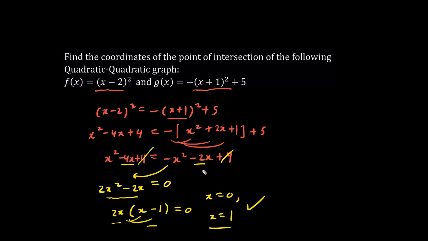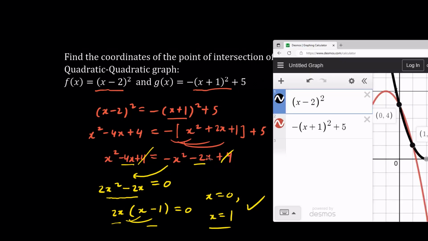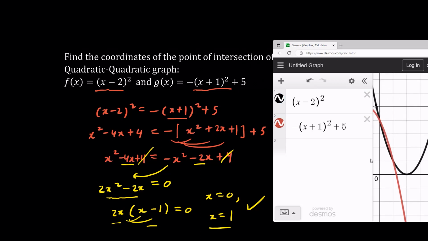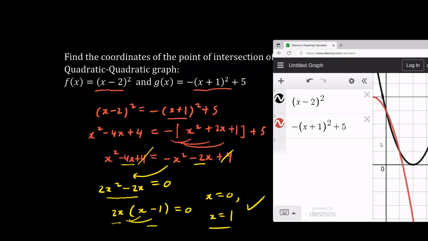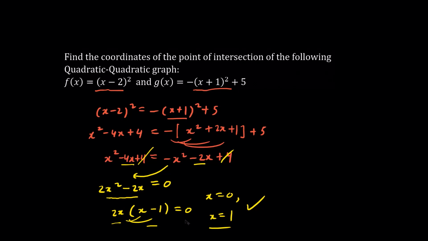Let's visualize this using Desmos. So here we have the x minus 2 squared graph being f of x. It is the happy face. It's the black graph here. Whereas the red graph here, the sad face, is negative x plus 1 squared plus 5. And they intersect at 0, 4 and 1, 1.